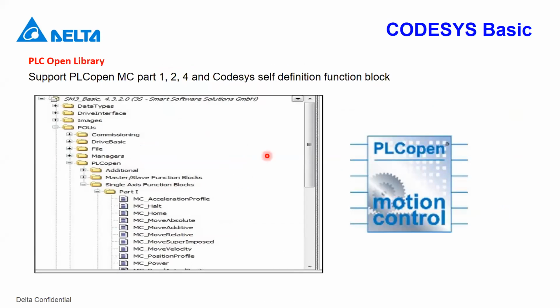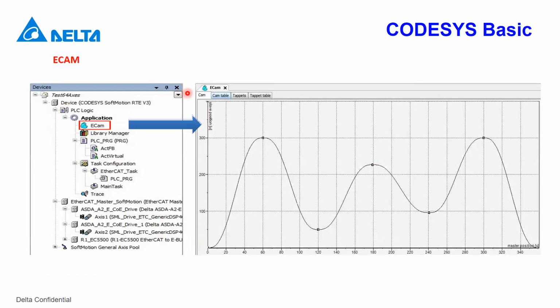And this one is for the PLCopen library. So basically we'll support PLCopen Part 1, Part 2, and Part 4. And basically now for the new version, Part 1 and Part 2 are already merged. Okay, and this is the function also for EtherCAT ECAM. So basically you can add the device under the application, then you can select ECAM and define an ECAM curve.